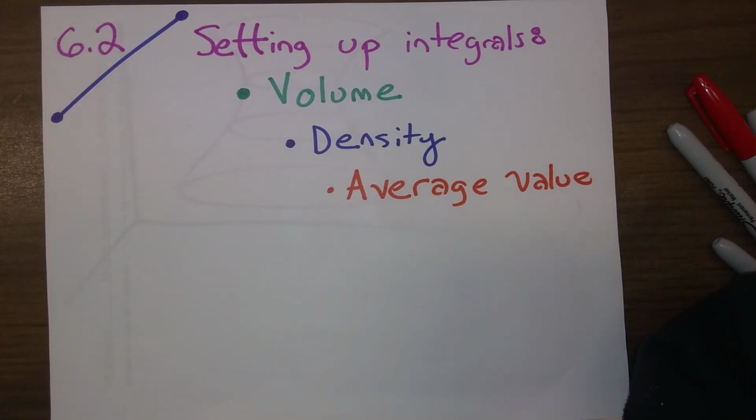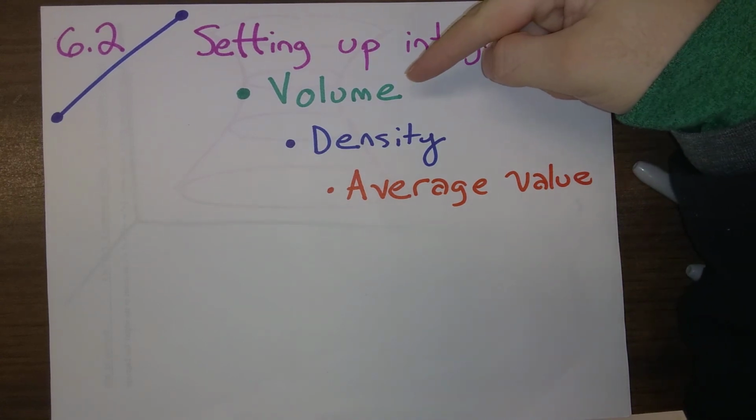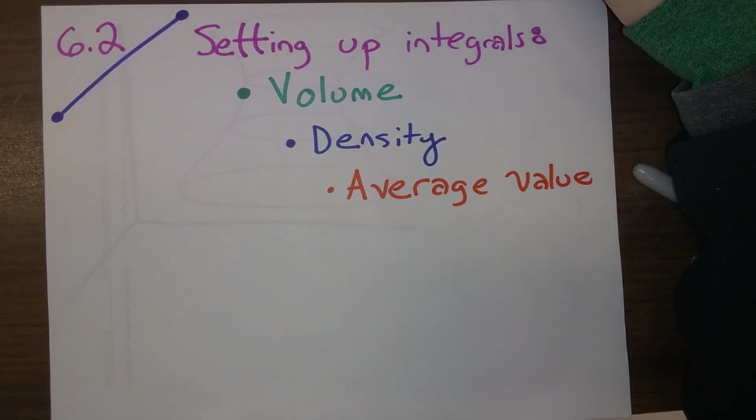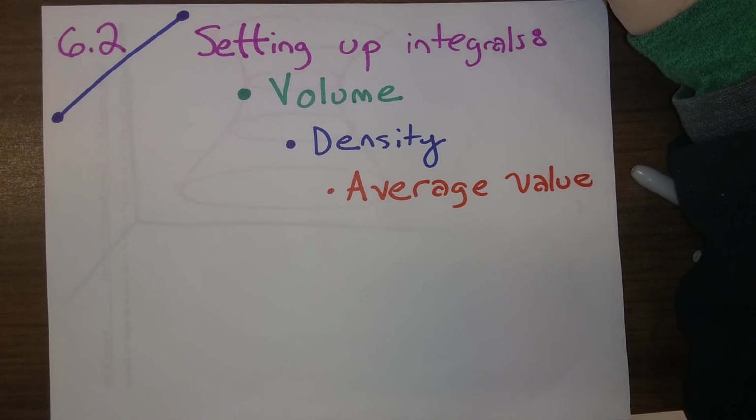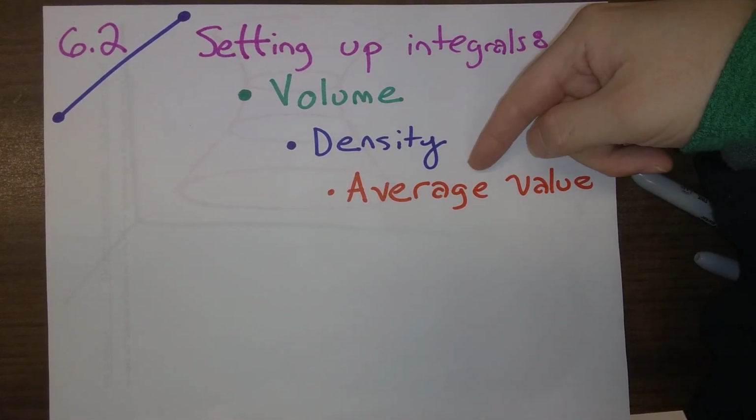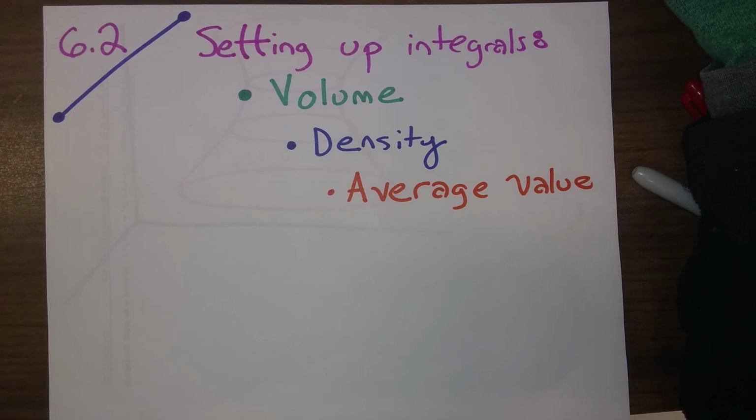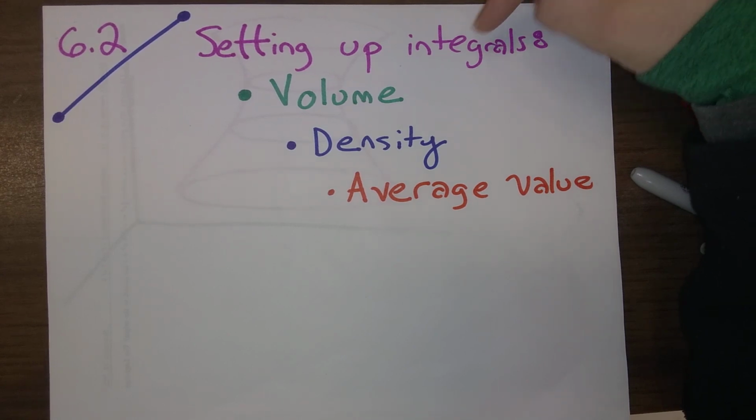6.2 is a section dedicated to setting up integrals in 3 different types of applications. One is volume, to find the volume of a 3-dimensional region. The second is density, where we would integrate the density to find the mass of a rod or the total population living in some area. And the third is average value. So we have some function and some interval, and we're trying to say, on average, what's the value of the function over that interval? So we'll look at each one of these 3 concepts in turn.